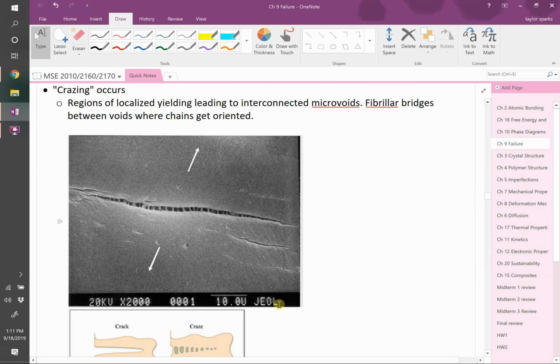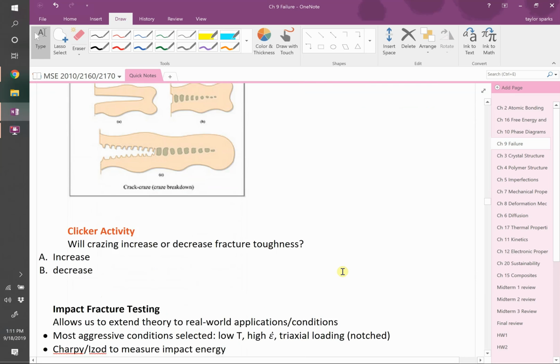Now, there's plenty of brittle polymers out there. Acrylic glass is actually a polymer. You can snap that with your fingers. You've all done it, right? There are brittle polymers out there, but some of them tend to be somewhat high in fracture toughness, okay?